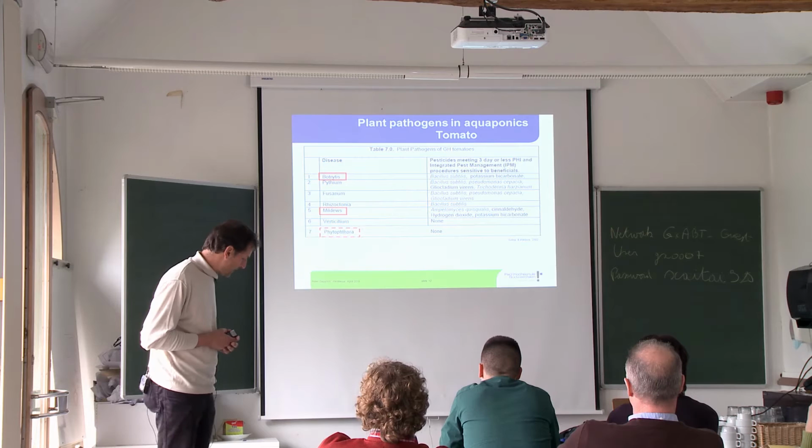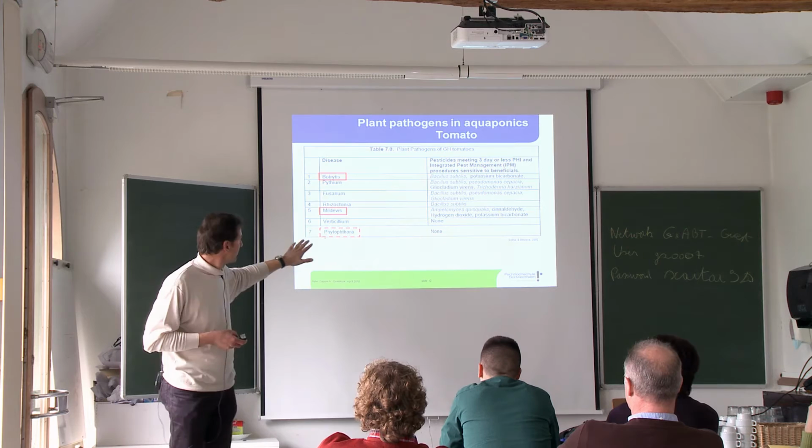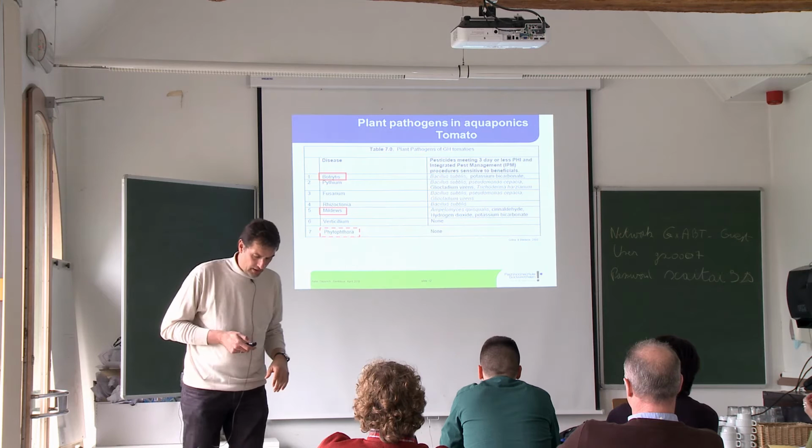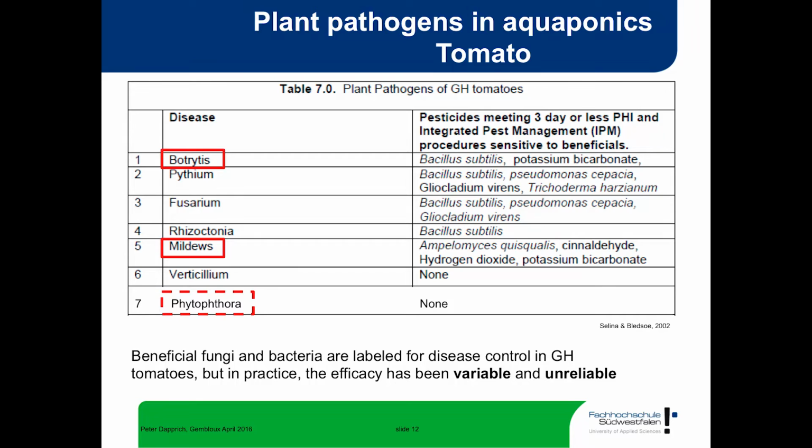And what I circled here are pathogens that are leaf pathogens, as Heisa mentioned. And the other ones are root pathogens. What makes it so different and what makes it so interesting? That is what I try to bring you now. But there is a publication that says beneficial fungi and bacteria that are labeled for disease control in greenhouse tomatoes, hydroponic, aquaponic, or whatsoever, in practice, the efficacy has been variable and unreliable.